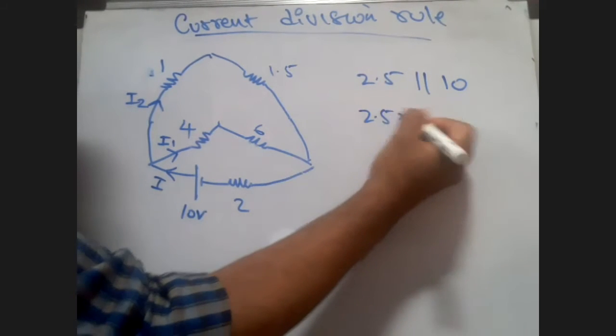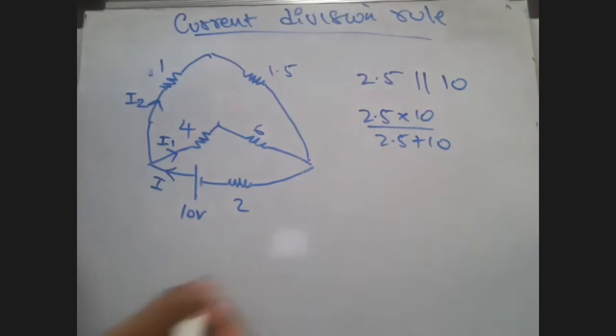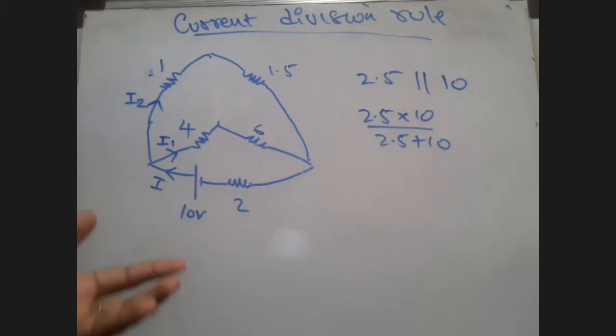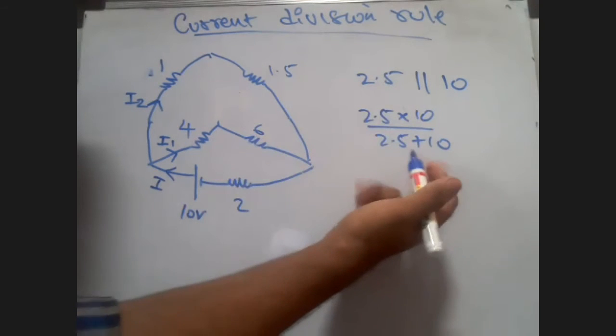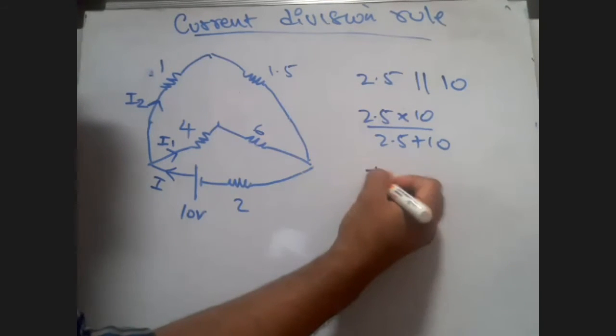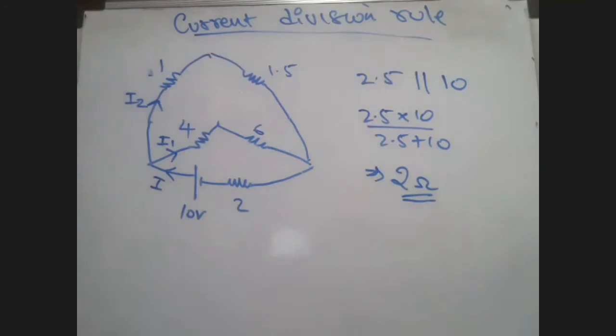Sir, I am getting 10 by 41. 2.5 plus 10, what are you getting? Sir, 2. Okay, yeah, it's going to be 2. 2.5 into 10 upon 2.5 plus 10, that is 12.5. Your answer should be equal to 2 ohms. Please check.